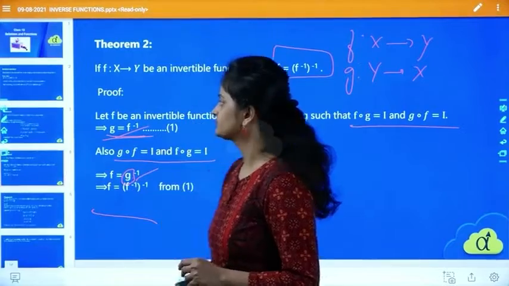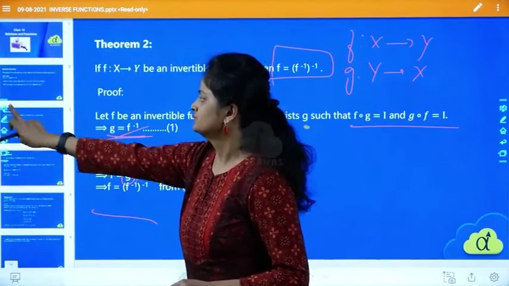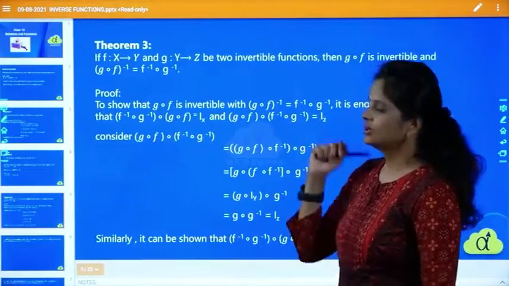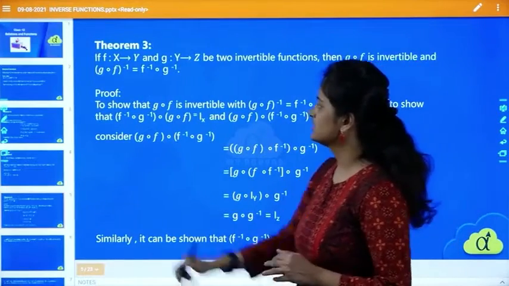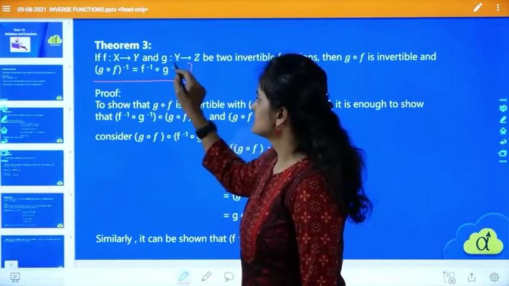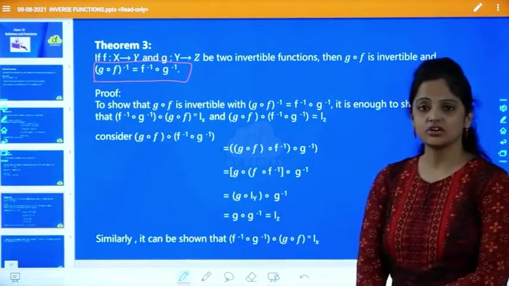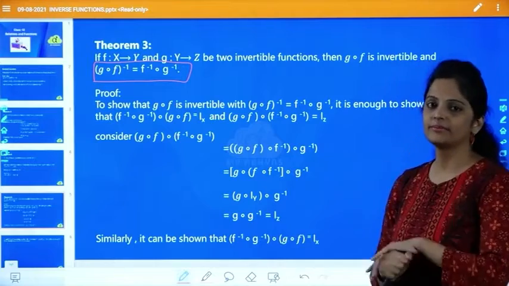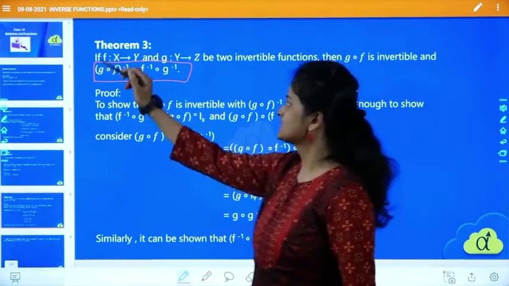Next we'll see the third one. The third one is important. The result is also important to remember. The result says G composition F inverse is equal to F inverse composition G inverse. You have to remember the result also. Before that, see the statement.